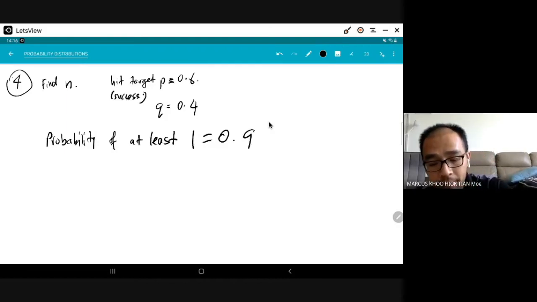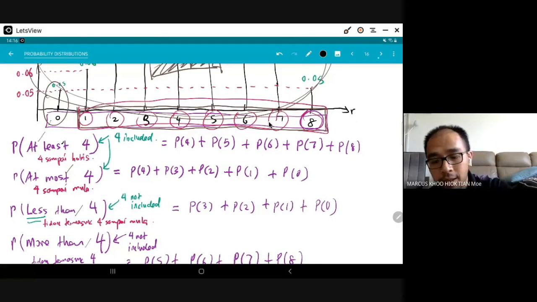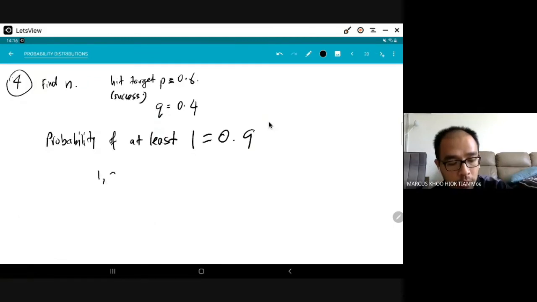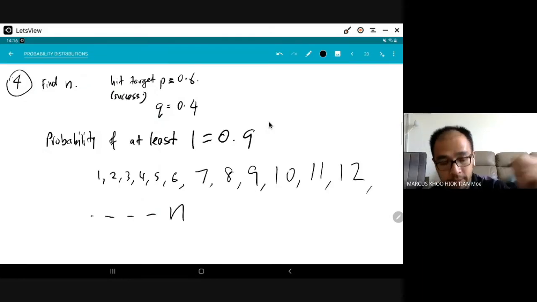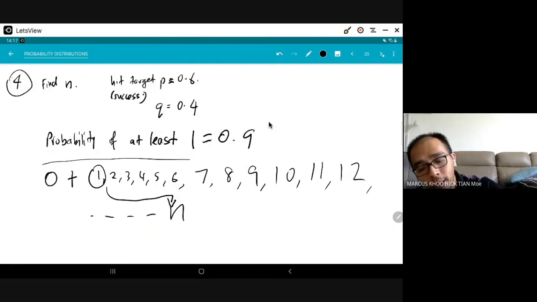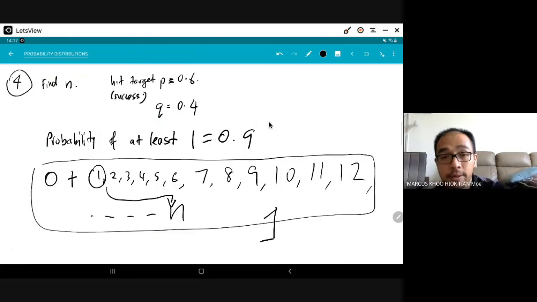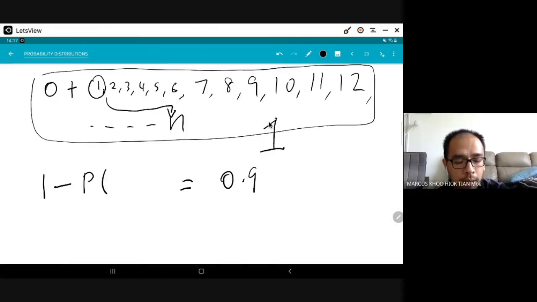Now, think back about this. Earlier I said, at least 4 means 4 until the end. At least 1 means 1, 2, 3, 4, 5, 6, 7, 8, 9, 10, 11, 12, until N. The problem is I don't know what N is. I don't know where the end is. But we know that 1 until the end, when we add with 0, the total probability must be equal to 1. And so that means we can say that 0.9 is actually equal to 1 minus P, the probability of 0.